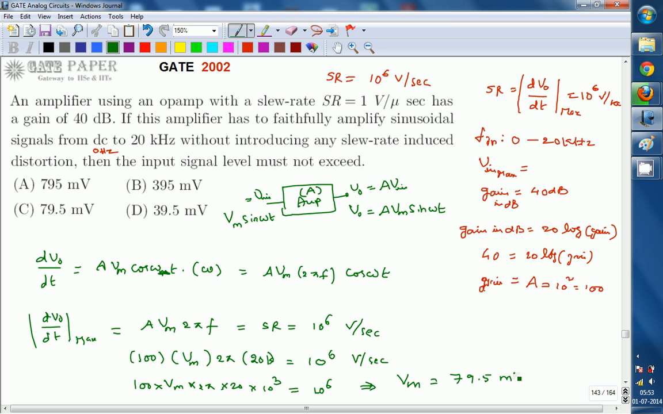79.5 millivolts is the maximum input signal. The input signal level should not exceed 79.5 millivolts, otherwise distortion occurs and the slew rate limitation comes in. So the right answer for this one is C: the input signal level must not exceed 79.5 millivolts. Thank you.